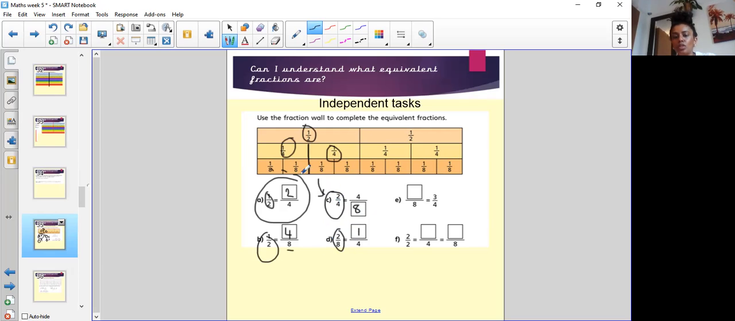So 2/4 would be literally 1/4 and 2/4, and what's it equivalent to? Now we know it's not going to be up here, there's no 4 up here, so it would be down here. So it's equivalent to 4/8. 1, 2, 3, 4, 4/8. So the answer would be 4/8.